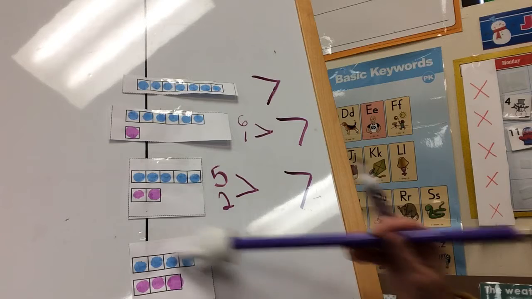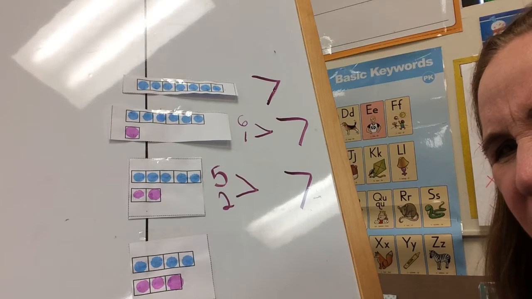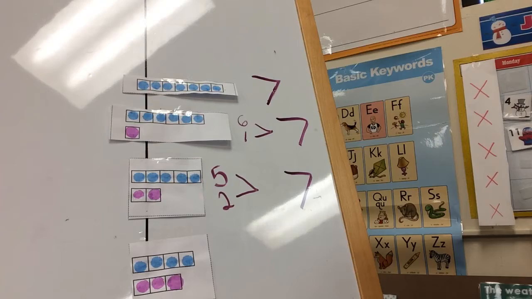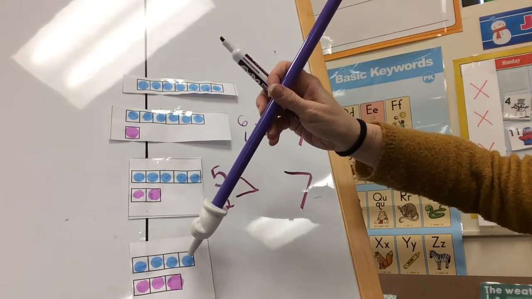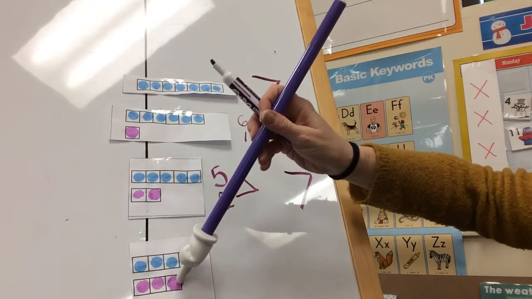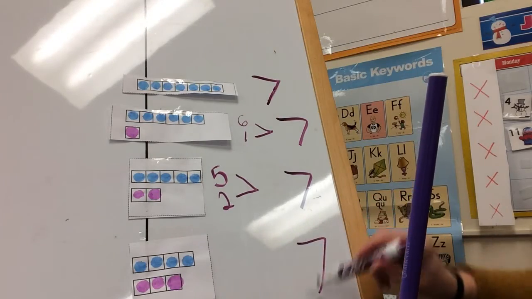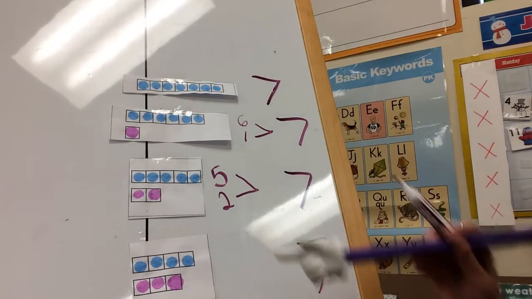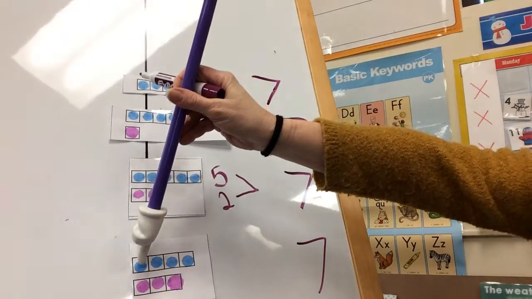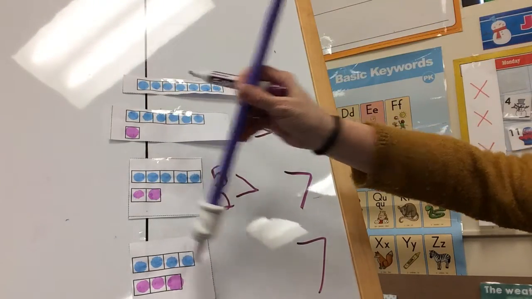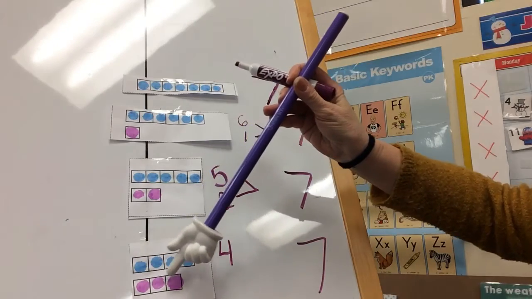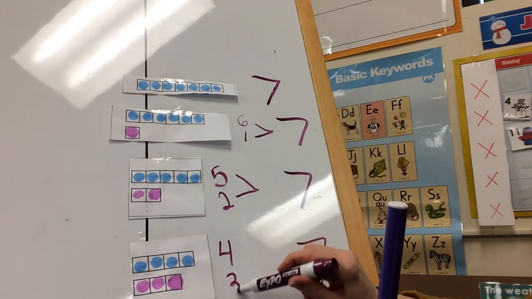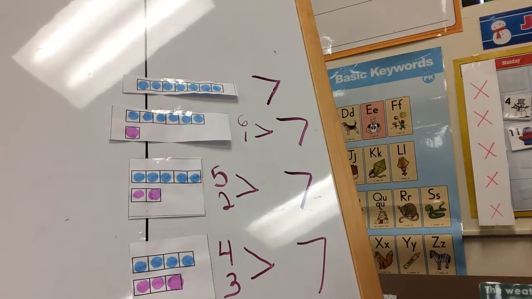All right, let's count all of these. How many do you think it's going to be? I don't know. If you guess this number, you might be right. Okay, let's count. 1, 2, 3, 4, 5, 6, 7. Yes, these are all groups of 7. How many blues were down here? 1, 2, 3, 4. 4 blues, and how many purples? 1, 2, 3. 3 purples, and they make 7 together.